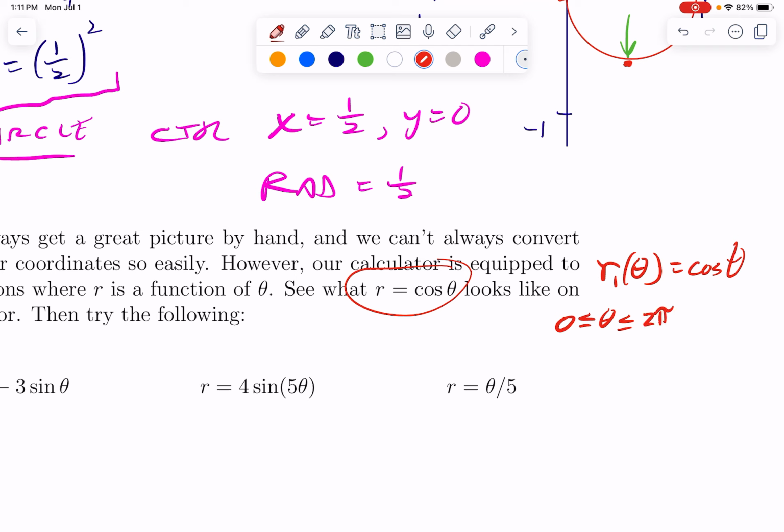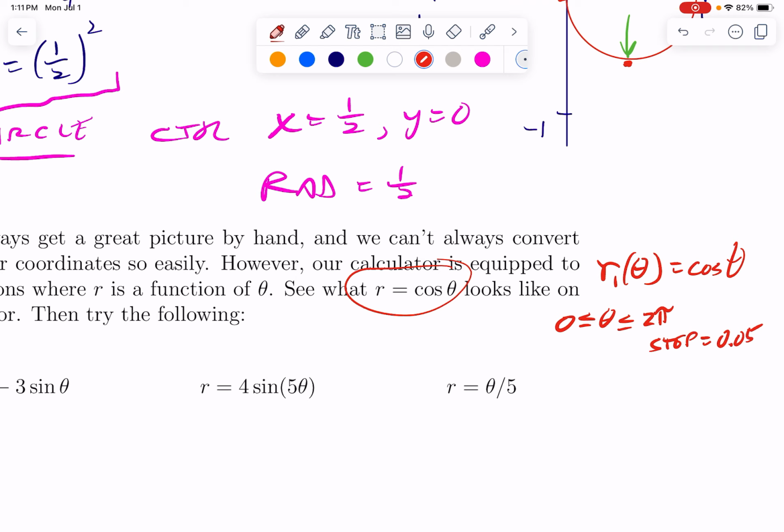That's usually a good idea. Sometimes we might want to do more. And then for the step size, pick something pretty small. I'm going to do 0.05. So basically, it'll plot a point at 0.05 radians. It'll plot a point at 0.1 radians, at 0.15 radians. That'll probably be pretty accurate.